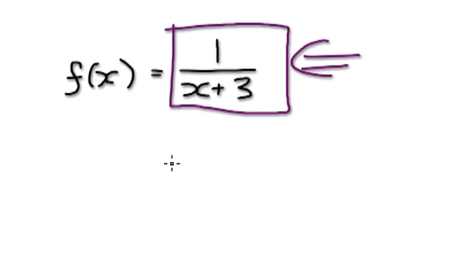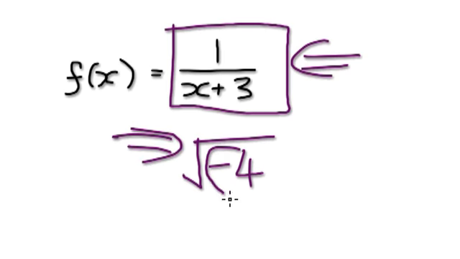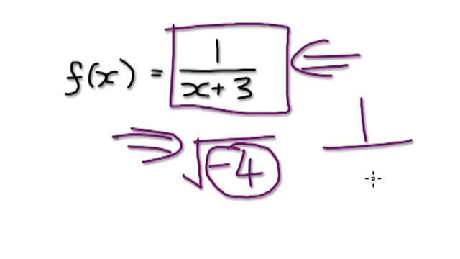remember, as far as we know, there are two no-nos. One is a square root of a negative number. So, for example, what is the square root of -4? Well, you can't have a square root of a negative number. And the other no-no is 1 divided by 0.